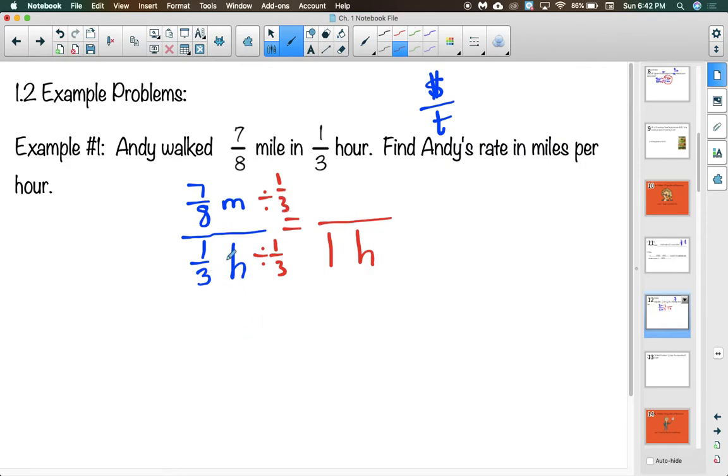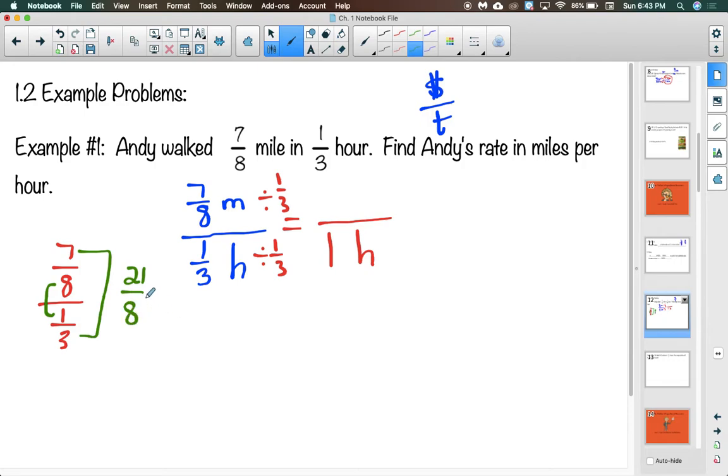So 1/3 divided by 1/3 equals 1. 7/8 divided by 1/3, well, I'm not sure what that is, so that's when my complex fraction is going to come in. 7/8 divided by 1/3. Do not change the order. Right? Outers over inners, we will do 7 times 3 first, which is 21. And inners, 8 times 1 is 8.